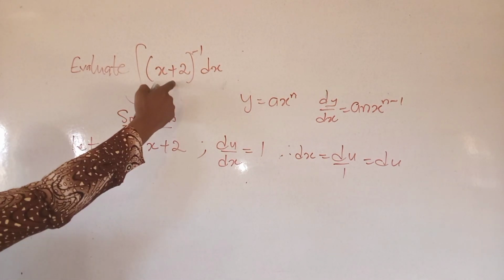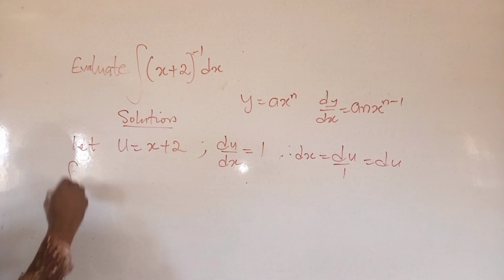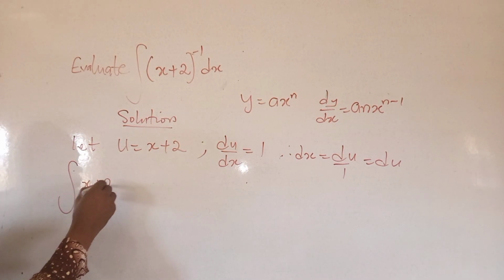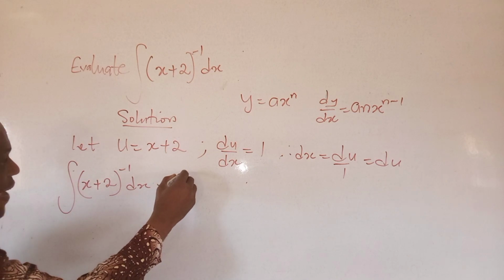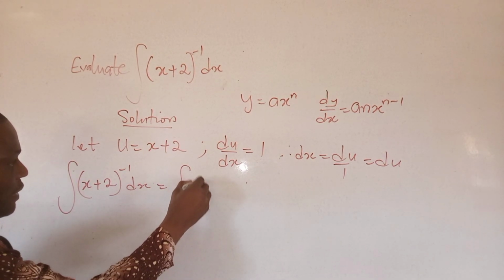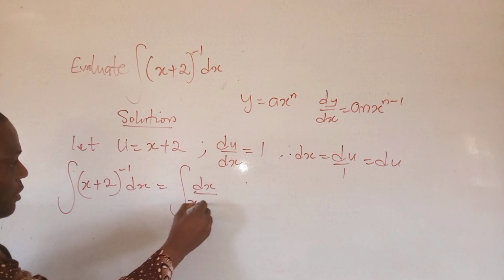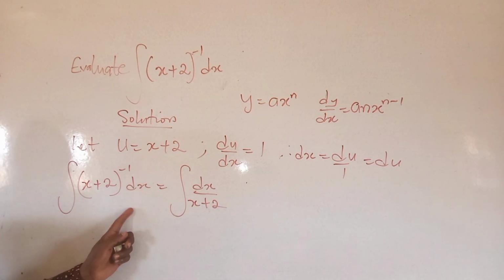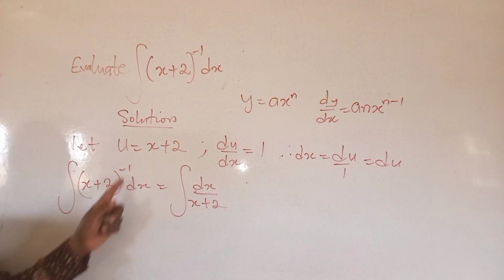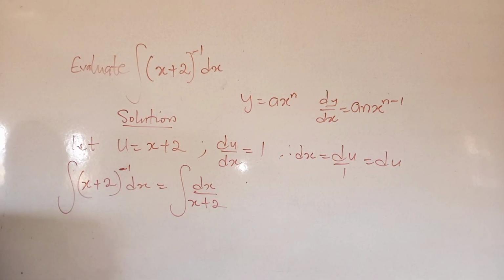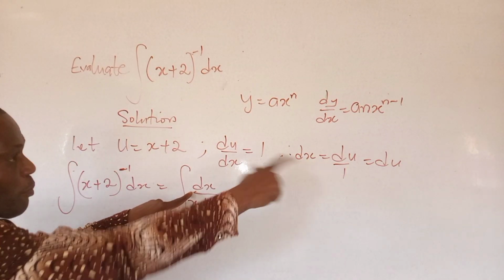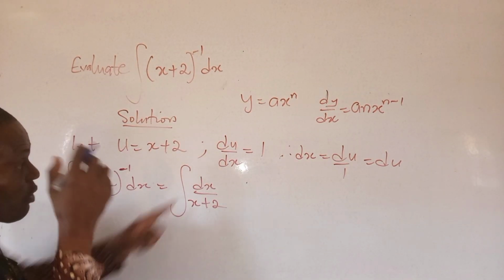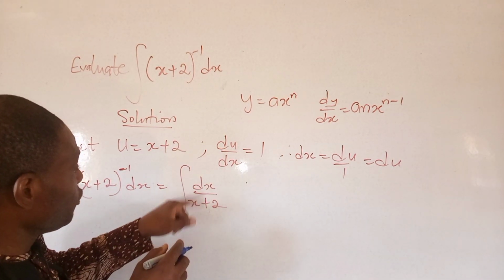Now, you know the integral of x plus 2 raised to power minus 1 dx is the same thing as the integral of dx all over x plus 2, by the law of indices. We'll just bring it down, since it's raised to power minus 1. So we're using the law of indices. Now at this point, I'm going to replace this value with this. That means we substitute for u.